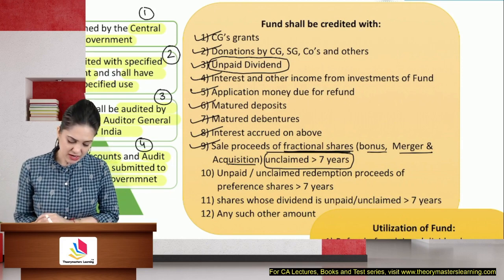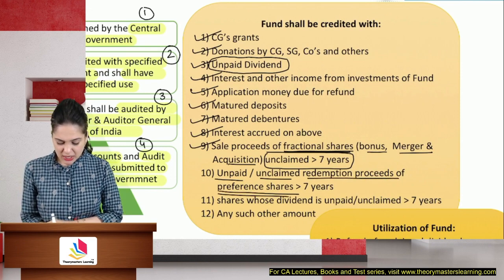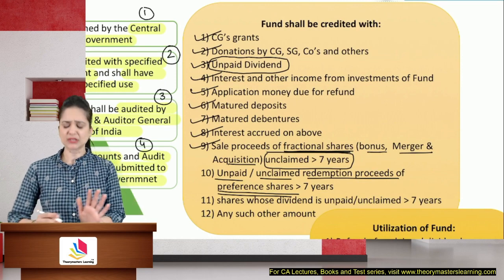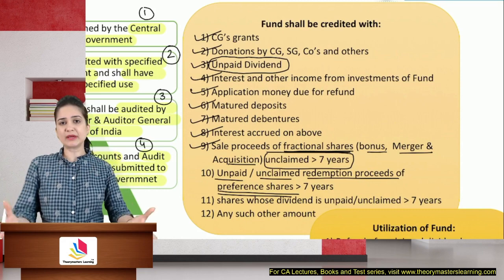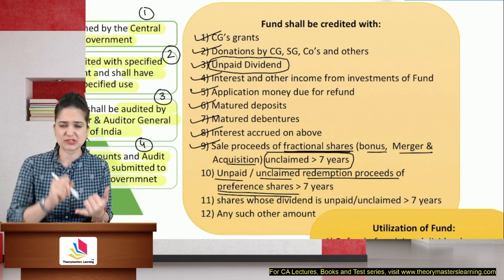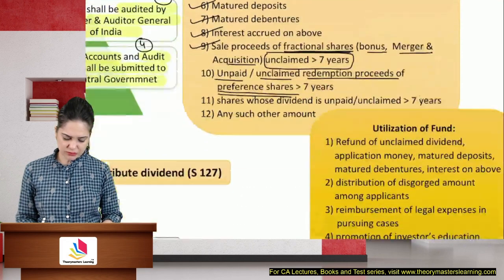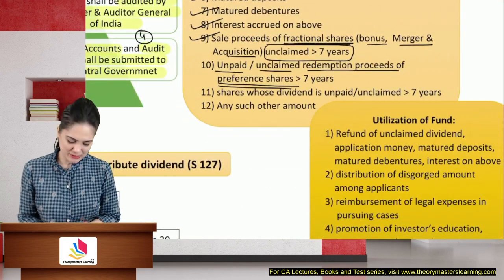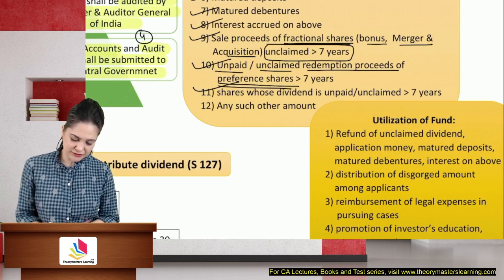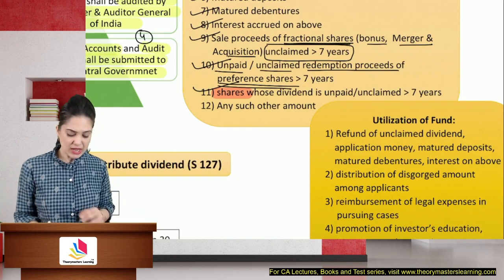Any unpaid or unclaimed redemption proceeds of preference shares. Now, preference shares have to be redeemed. You cannot issue irredeemable preference shares. Maximum period is 20 years. So, if we are redeeming, but the person to whom the proceeds are to be paid cannot be traced, maybe his account number is wrong, maybe he has changed his address, we are not able to credit that amount. So that unpaid or unclaimed redemption proceeds for more than 7 years will also be credited to IEPF. Shares whose dividend is unpaid or unclaimed: along with the dividend, we will also transfer the shares, but the shareholder need not worry. By giving some proof, he can get back his shares, or any other amount.